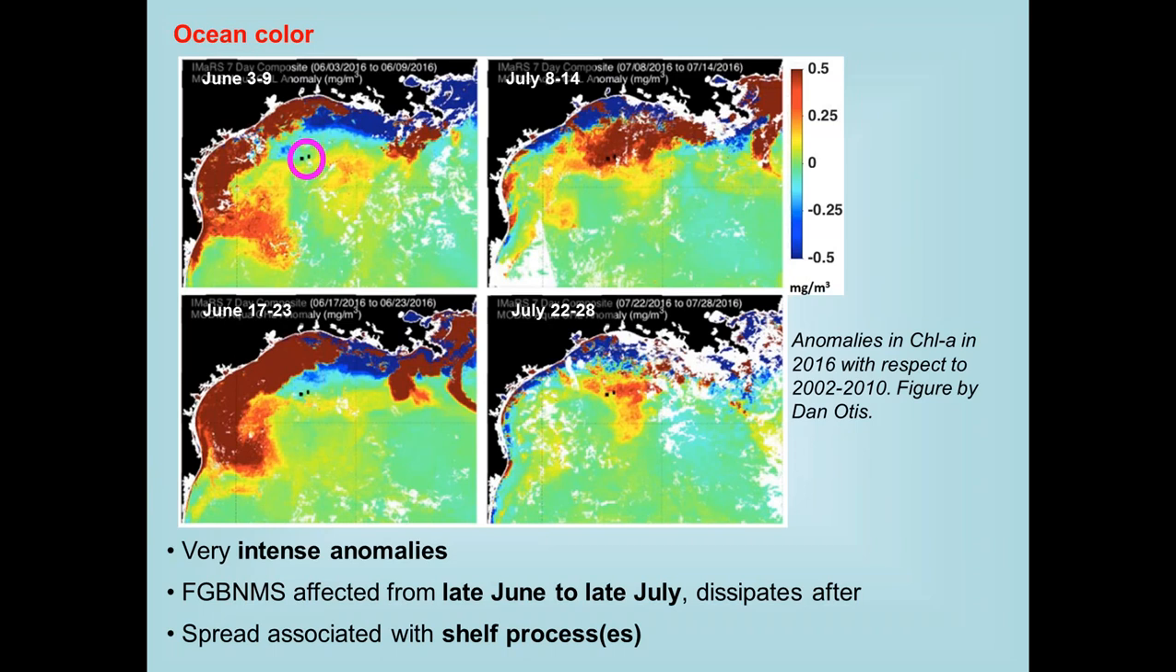So to summarize these findings with ocean color, these are maps this time of anomalies in chlorophyll content from weekly estimates. We see what I was mentioning initially: in June, along the coast, a very intense anomaly that spreads rapidly offshore in mid-June. And in July, we see a shift of these high chlorophyll content waters, to the point that the anomaly at the coast at that time is negative, like the high chlorophyll content waters were moved offshore to the middle of the shelf. And the end result is that the Flower Garden Banks was under the influence of these coastal waters for weeks and weeks.